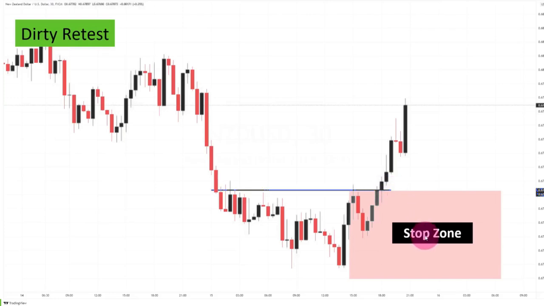However, stop runs occur very frequently, and it's so obvious right now. Where are the stops going to be? They are going to be at break even.